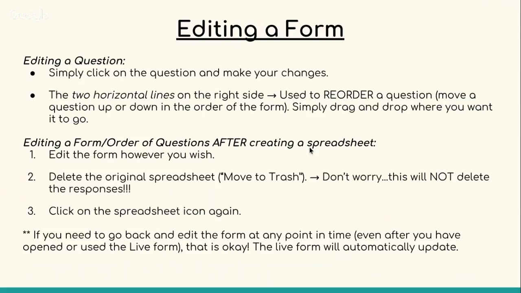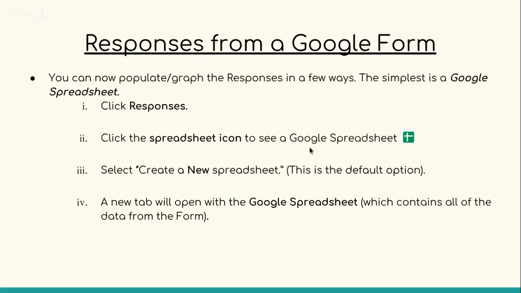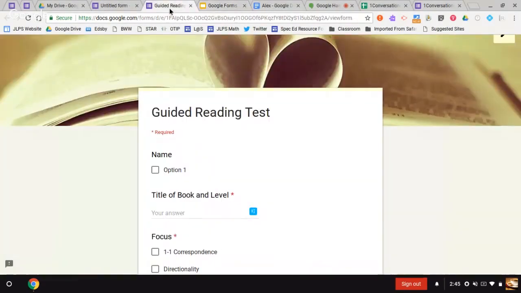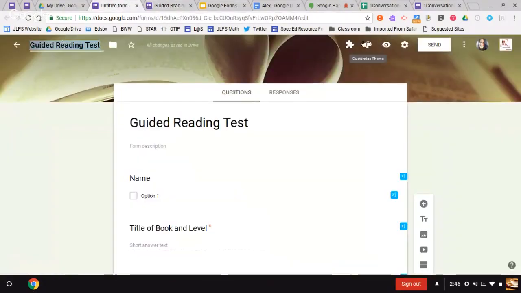So going back one slide to responses from a Google form, I will take you out of this in a minute and go back to the form that I just created with you and show you how we can view the responses in the simplest way. And the easiest way is through a spreadsheet. And that Google spreadsheet will have all of the responses that you collect in the form. So I'm going to go back over here to our new form. Sorry, this was our live form. I'm going to go back here.